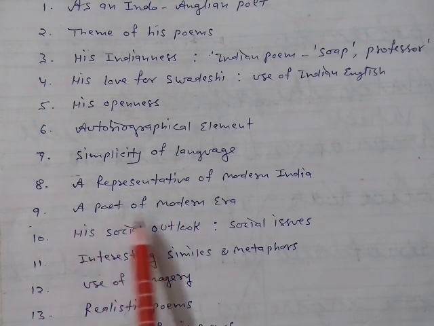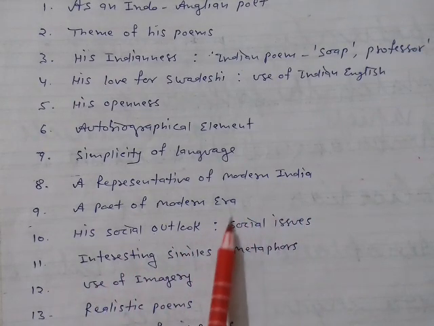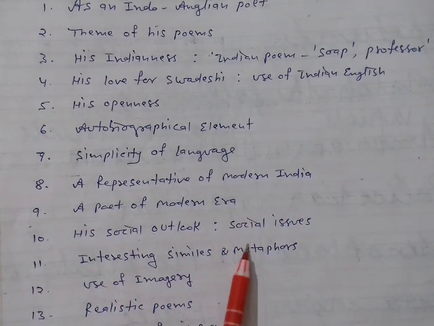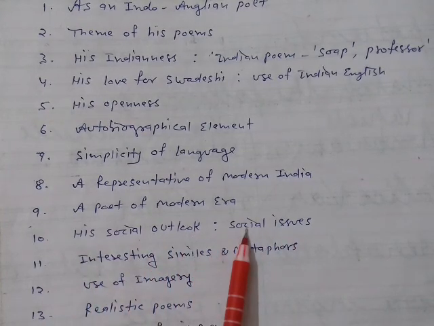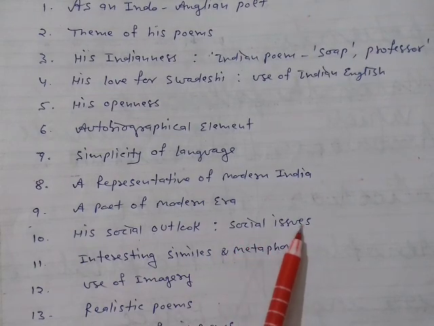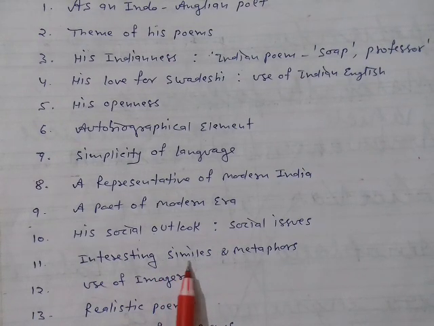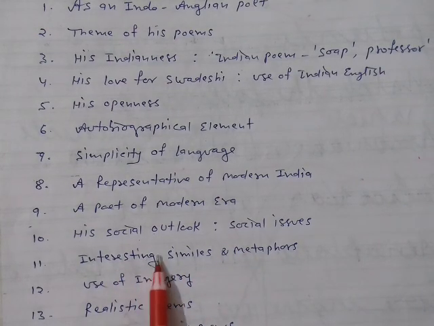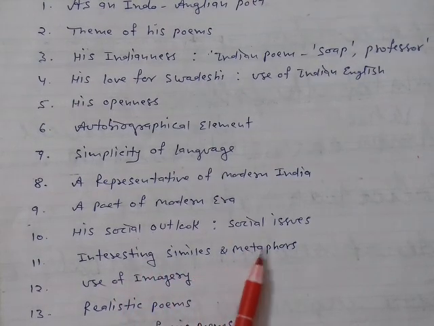Okay. So next maybe his social outlook. Social issues, they have been very well presented by Nissim Ezekiel in most of his poems. So his social outlook, or another heading may be social issues presented in his poems. No doubt figurative language, and he has made the best use of figure of speech also, and especially we find similes and metaphors. Similes and metaphors, they are very interesting in his poems. So this is why I have taken this heading, interesting similes and metaphors.